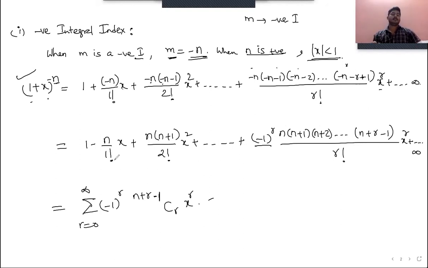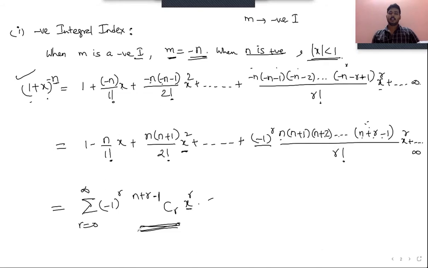So if you see this, it can be written as a sigma. In the sigma they have written n plus r minus 1 cr. So how will it come? This complete expression can be written in the form of a sigma.